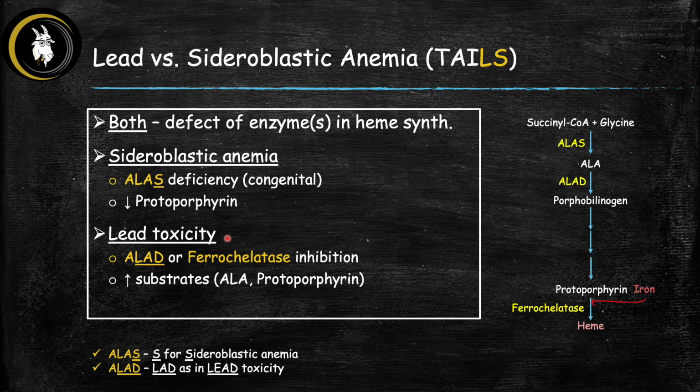In lead toxicity, on the other hand, the other two enzymes are affected and inhibited by the lead poisoning. Those enzymes are ALA dehydratase and ferrochelatase, and as a consequence of inhibition of enzymes, their substrate is going to build up. So in lead toxicity, you can have high levels of ALA because ALA dehydratase is inhibited, and you can have actually high levels of protoporphyrin because ferrochelatase is inhibited. And here's a little mnemonic on how you remember ALAS versus ALAD. ALAS ends with S as in sideroblastic anemia, and ALAD sounds like a lead, so ALAD for lead toxicity.